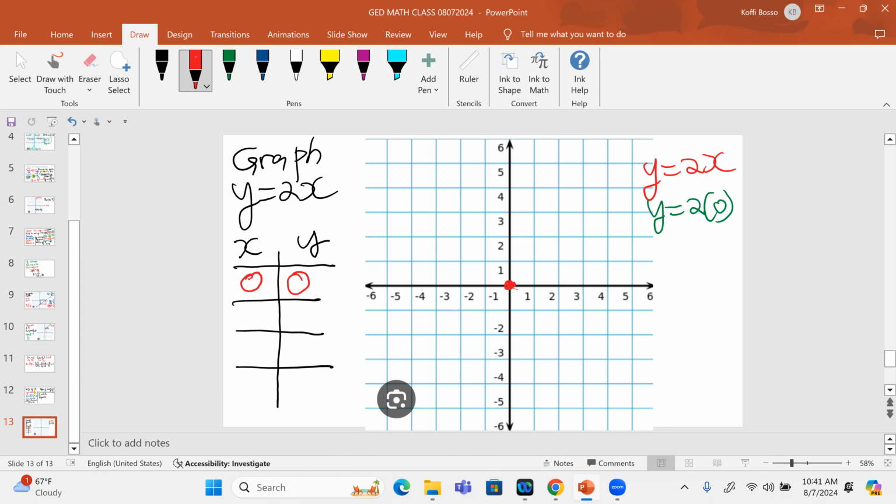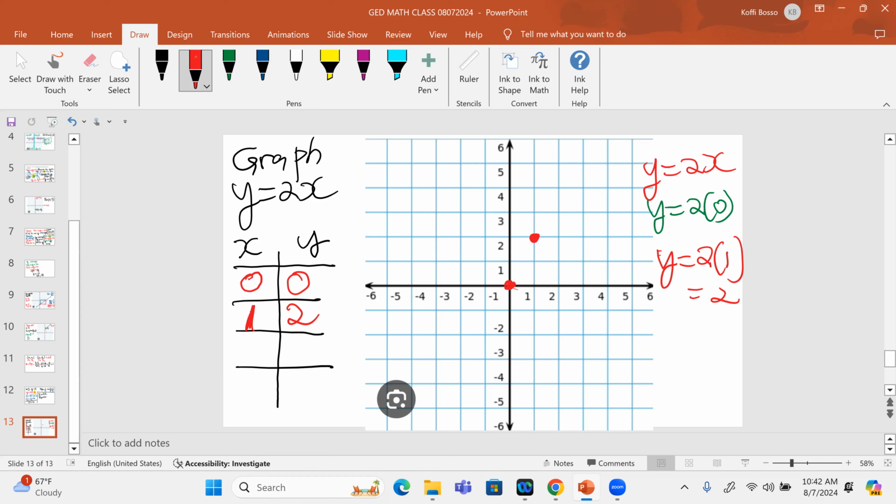Let's choose another x value. If I choose 1 for x, what will be the y value? You replace x by 1. It has to be 2, because we are doing y equals 2 times 1, and that gives you 2. Okay, so we have a 2 here. Can we plot that point? X is 1, y is 2. So (1, 2). You're going to be somewhere here. So Wilson, I don't know if you see that. The second point I plot is (1, 2).